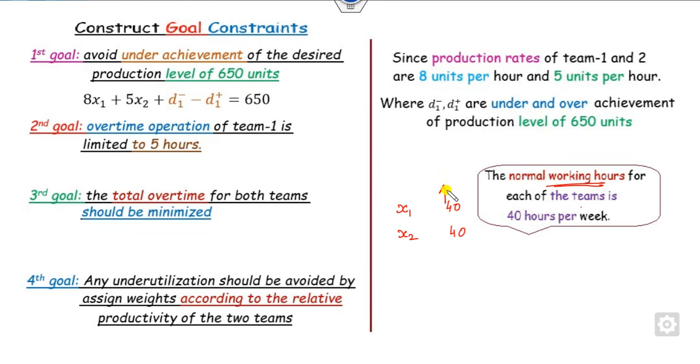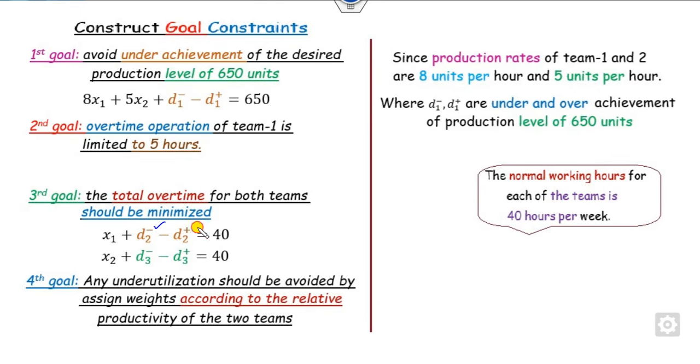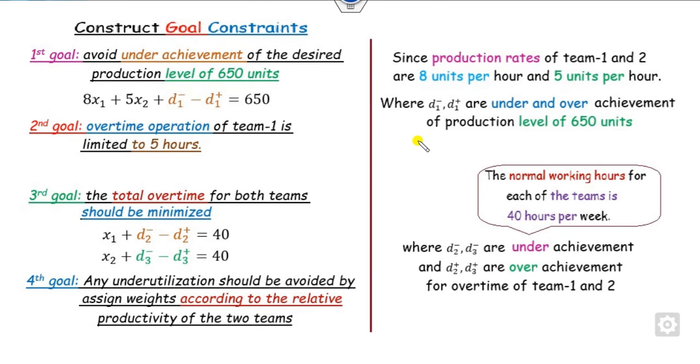Again, this 40 can be less than 40 or it can be greater than 40. So we can write this as D2 negative, D2 positive, D3 negative. What are D2 and D3? These are the underachievements, and the positives are the overachievements for team 1 and team 2.